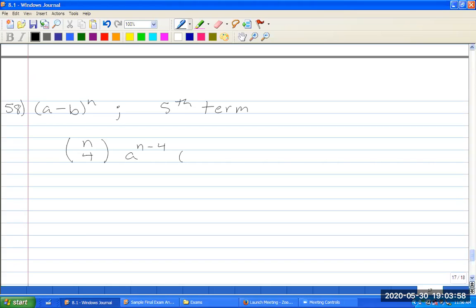So this will equal nC4, and that of course depends on what n is, so it's just nC4 times a to the n minus 4. However, negative 1 to the 4th is just 1. So I can write this as b to the 4. And that is your fifth term in your binomial expansion.